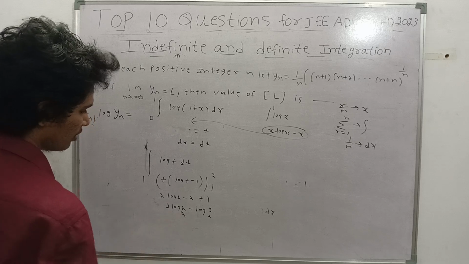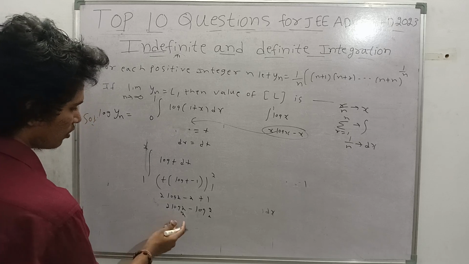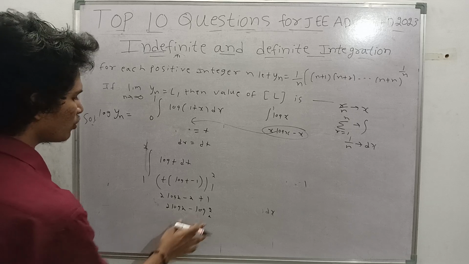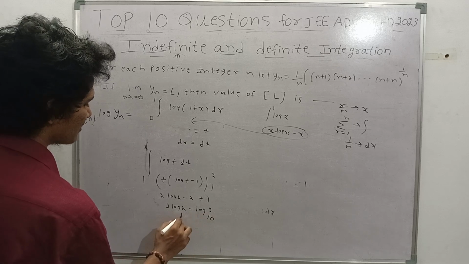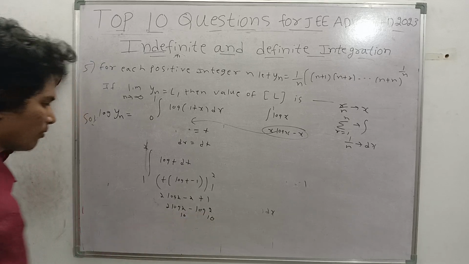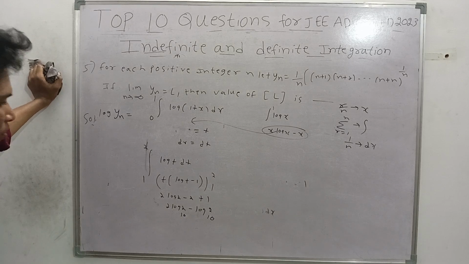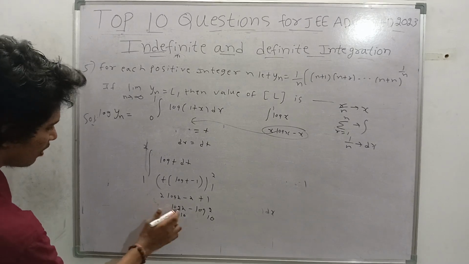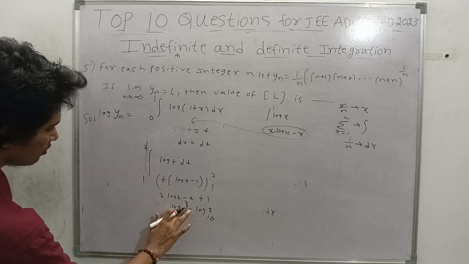And here it is also like this only. 2 log. You can take another base. Suppose you can take base 10. Now what will it be? Now you can transfer this. It will be log 4. That is 4 here.